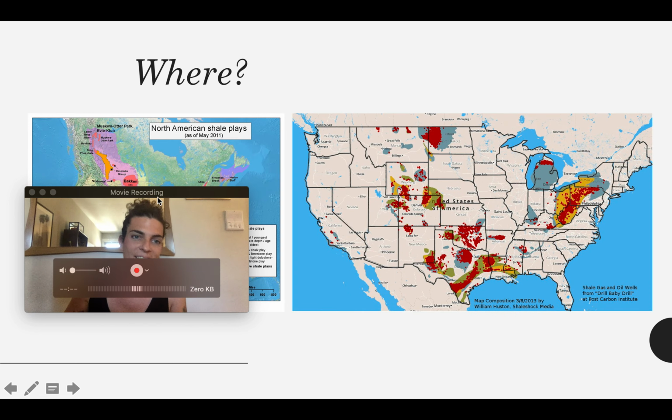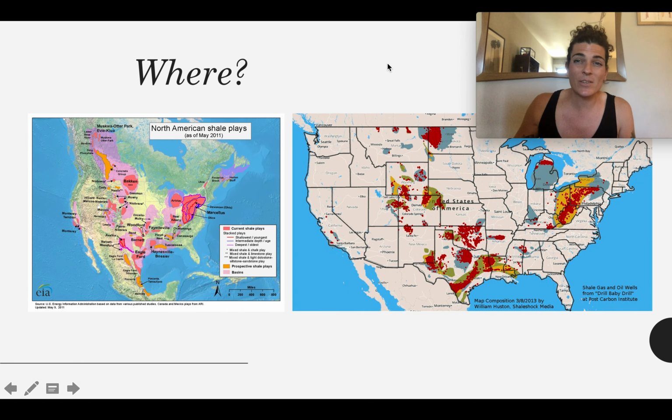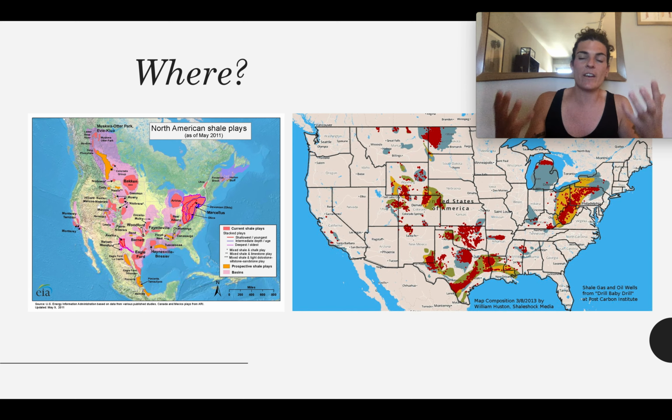All right, so where is it? A lot of fracking is going on in the U.S. We have a lot of fracking fields. We have a lot of shale plays, is what they're called. Shale plays. I didn't come up with the words. So a shale play is just somewhere where there is shale or tight sands that can be fracked. And there's a bunch of oil and gas that can be fracked out of that shale.